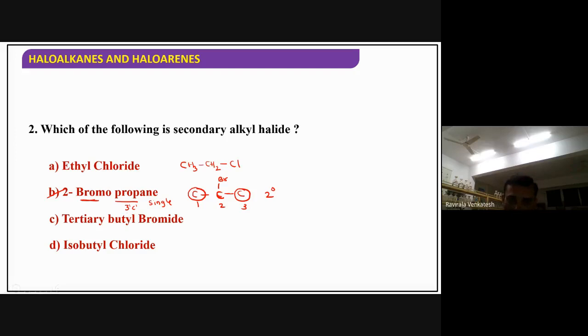Okay. Halogen bonded carbon is bonded to how many? Here 1, here 1. Total how many? 2. Therefore it is secondary alkyl halide. Even though anybody doesn't understand, listen carefully now. Third one, if you take tertiary butyl bromide.